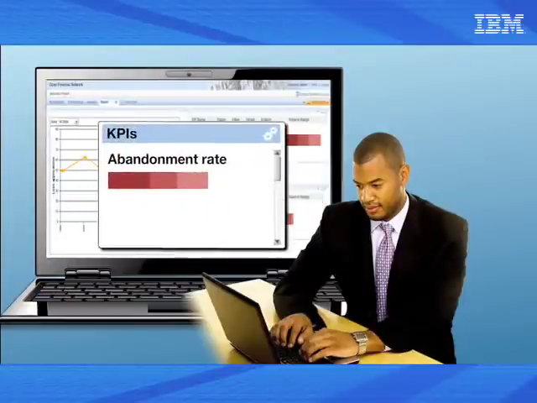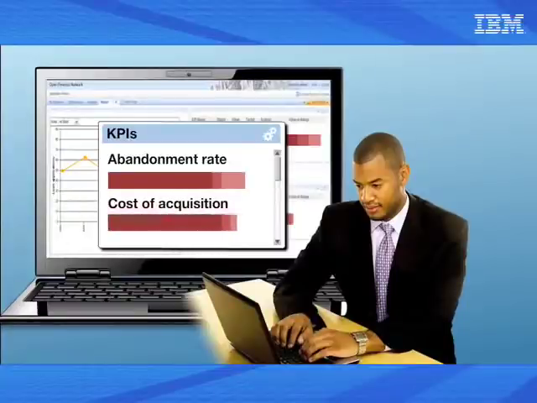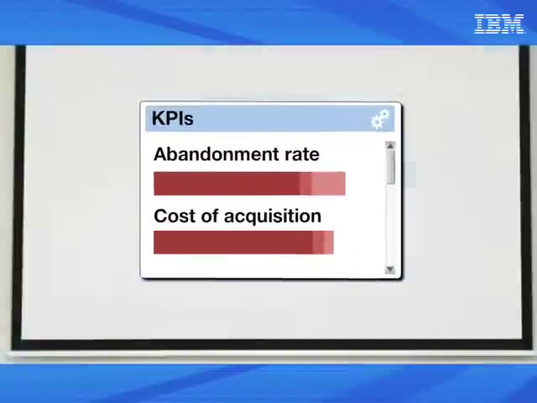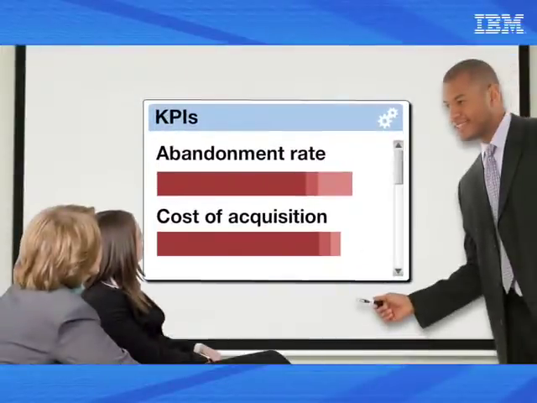Other KPIs tell Michael that a significant number of applications are abandoned before completion. He can also see that his total cost of acquisition is going up. Unsure of the cause, he asks his staff to investigate. They soon find the reason.